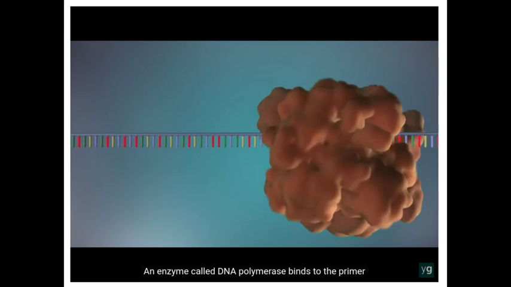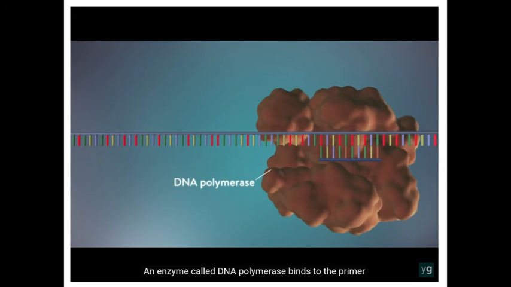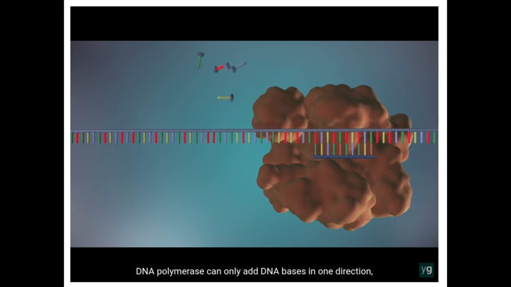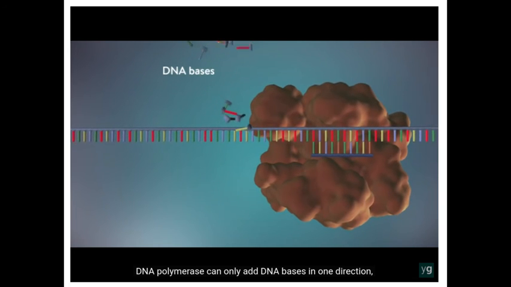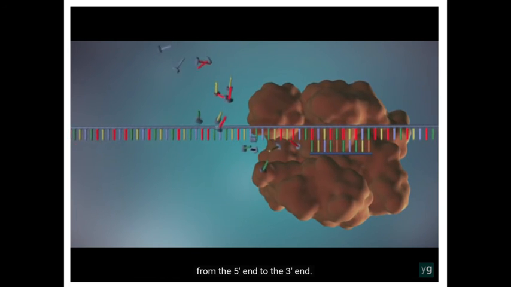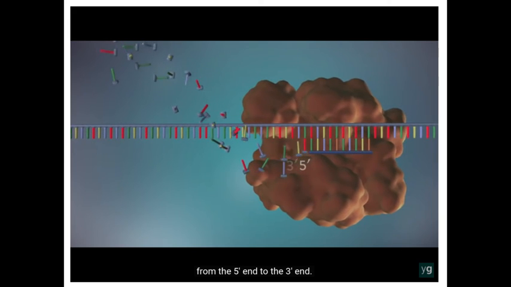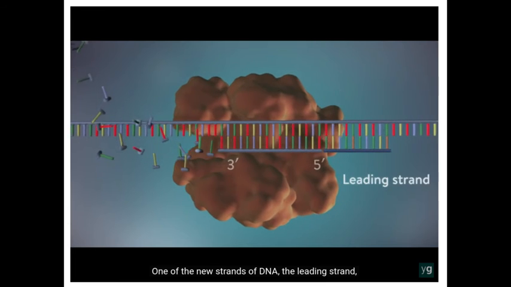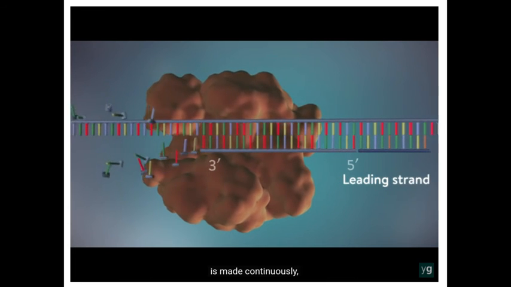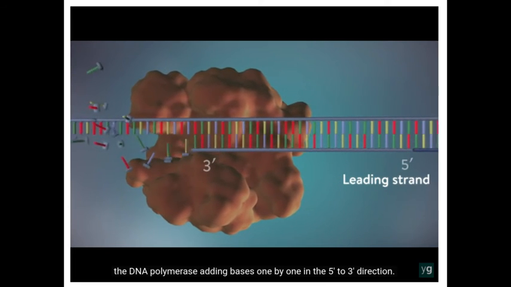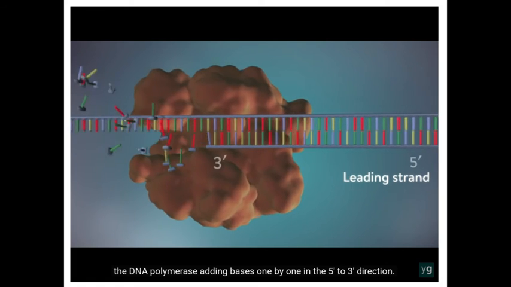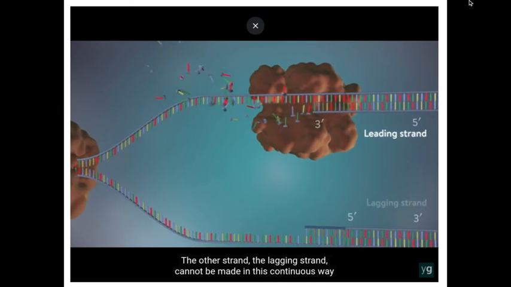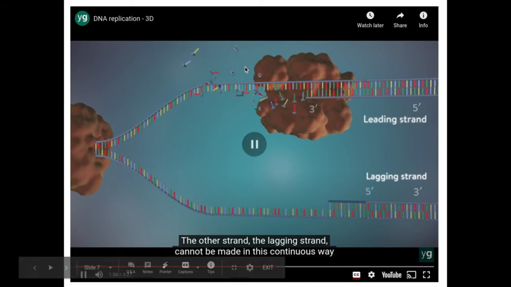An enzyme called DNA polymerase binds to the primer and will make the new strand of DNA. DNA polymerase can only add DNA bases in one direction, from the 5' end to the 3' end. One of the new strands of DNA, the leading strand, is made continuously, the DNA polymerase adding bases one by one in the 5' to 3' direction. The other strand, the lagging strand, cannot be made in this continuous way.